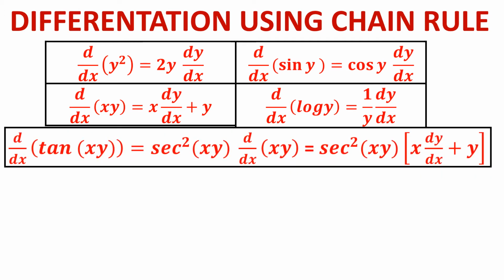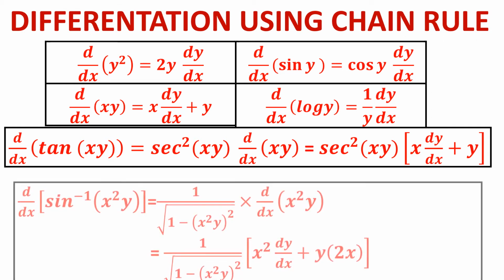Okay, now let us go for a very interesting one. What will you do for tan of xy? You know the formula for the chain rule: it is secant square xy into d by dx of xy. But d by dx of xy we have already seen by making use of the product rule. Keep x, differentiate y, and keep y, differentiate x.